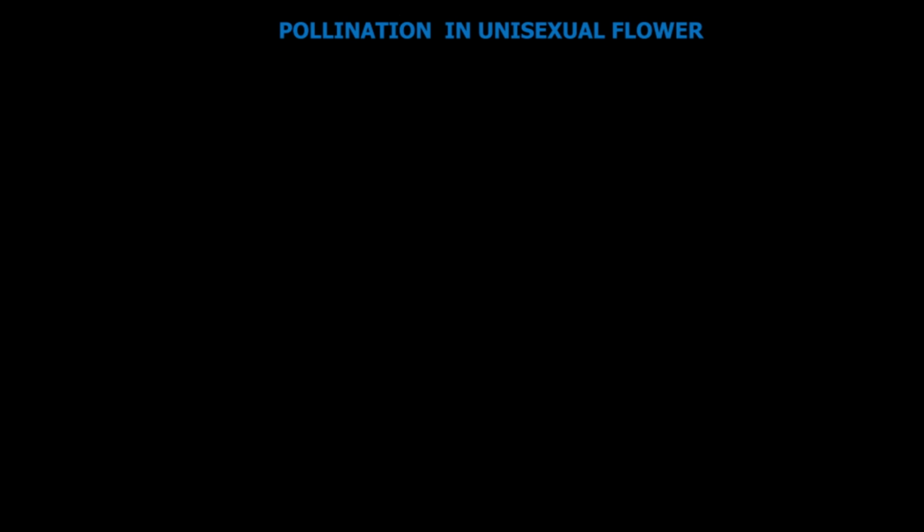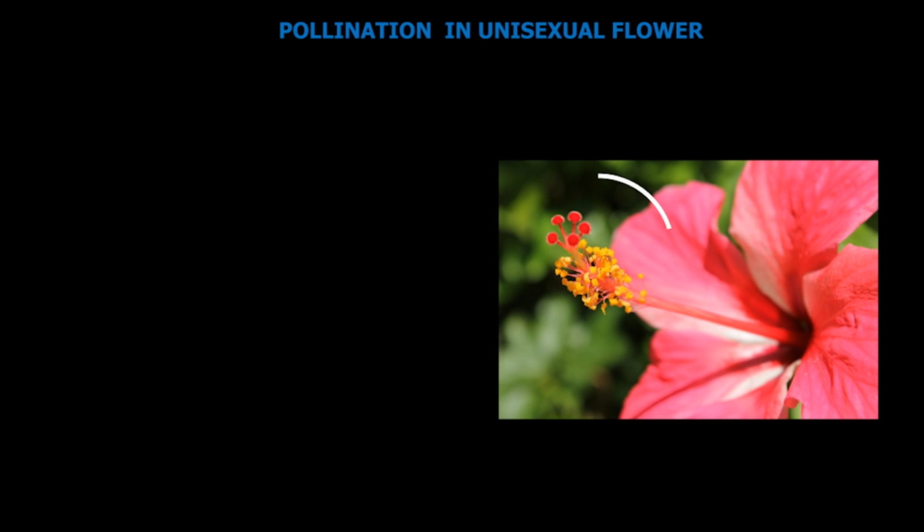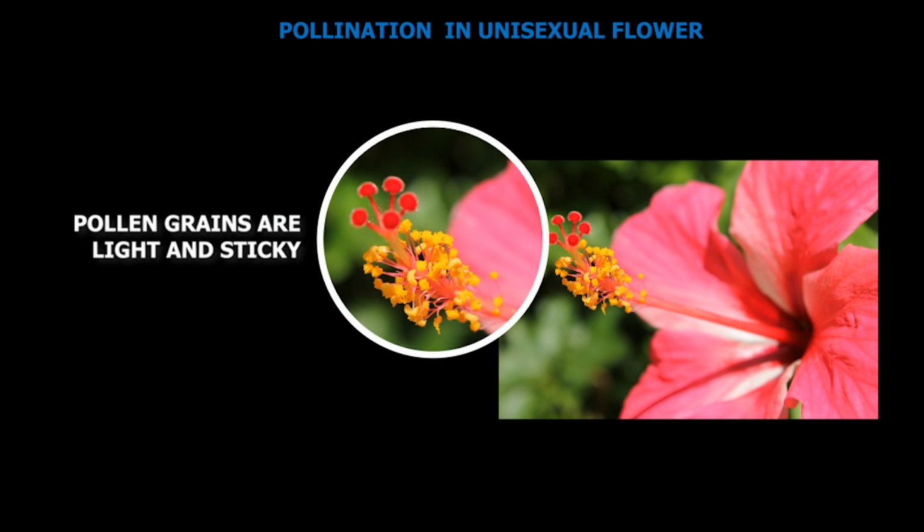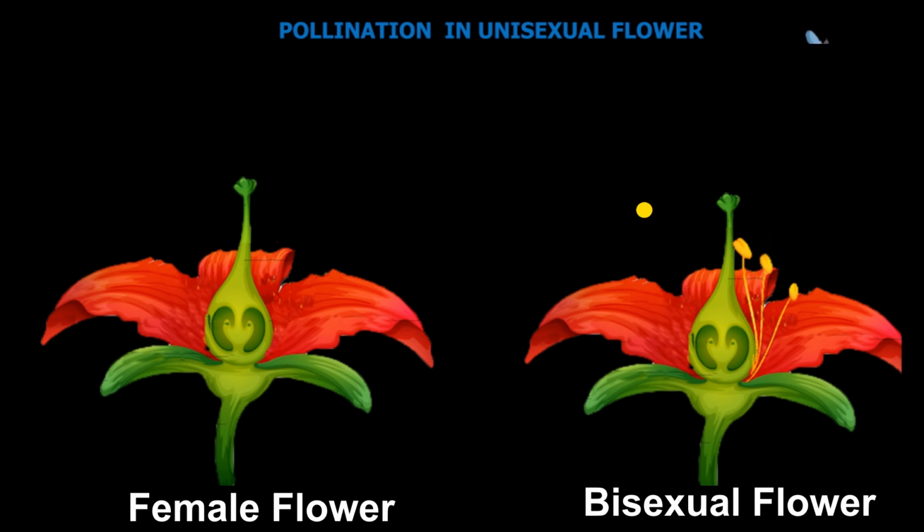2. Pollination in unisexual flower. Pollen grains are very light and sticky too. When there is no male part in a flower, pollen grains reach the female part by wind or insects.